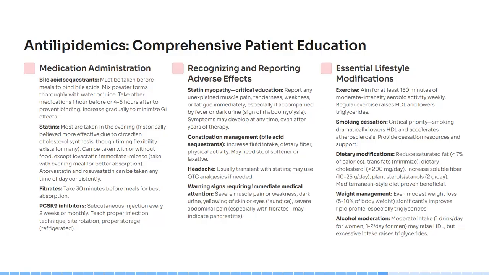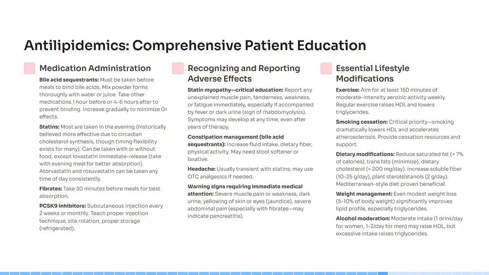Fibrates, take 30 minutes before meals for best absorption. And then the PCSK9 inhibitors, that's a sub-Q injection every 2 weeks or monthly. And so you're going to have to teach your patient proper injection technique, how to rotate the sites, and how to store it, which would be in the refrigerator.